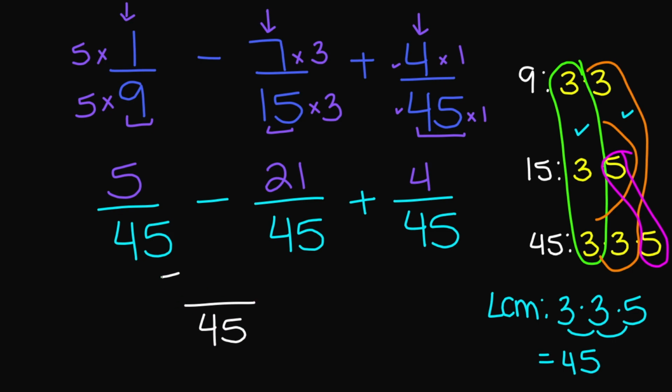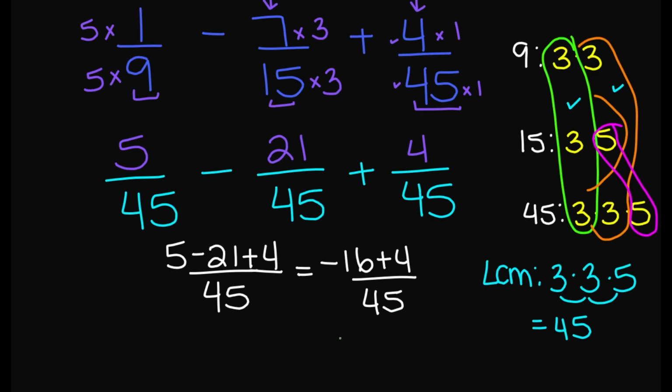So my numerator, we have 5 minus 21 plus 4. So 5 minus 21, this is going to equal negative 16. Negative 16 plus 4 over 45. Negative 16 plus 4 is going to equal negative 12 over 45. And by looking at this example here, we can simplify because 3 goes into both the negative 12 and 45. Negative 12 divided by 3 is going to equal negative 4. And then 45 divided by 3, this is going to equal 15.